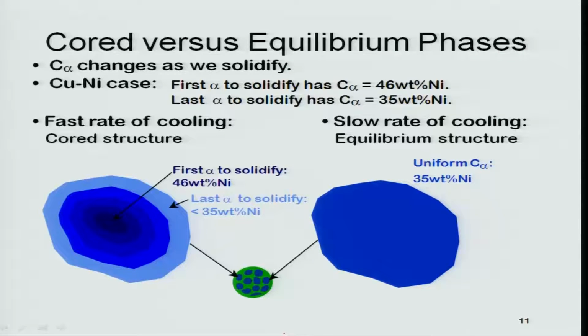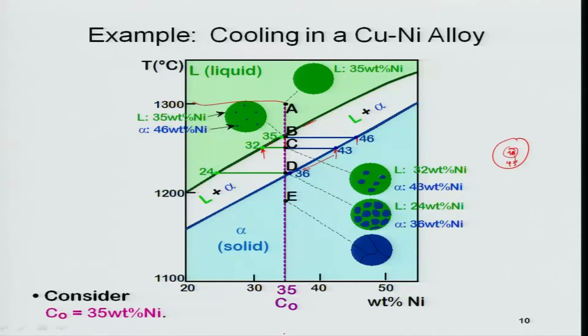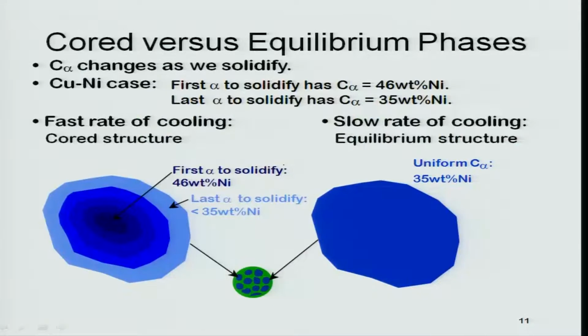What is that? If I solidify an alloy in such a way that I do not keep sufficient time at different points like B, C, D, what will happen? That is very simple. This is shown here. As I said, the first solid which is formed inside the core will have a composition of 46% nickel. But the last solid which will form will have a composition of less than 35% nickel. So in between, many layers of solid will form.